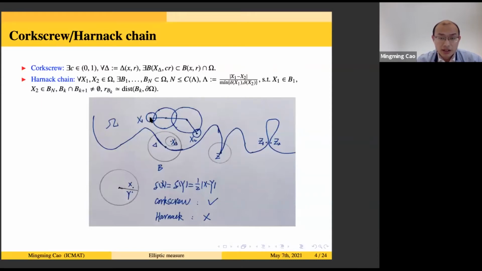Here is the picture. Here are x1 and x2, and we can find a sequence of balls connecting them, where B_k meets B_{k+1}. From the definition, we can show that the radius of each ball is comparable to the distance from B_k to the boundary. And we notice that the Harnack chain condition is a scale invariant version of path connectedness.